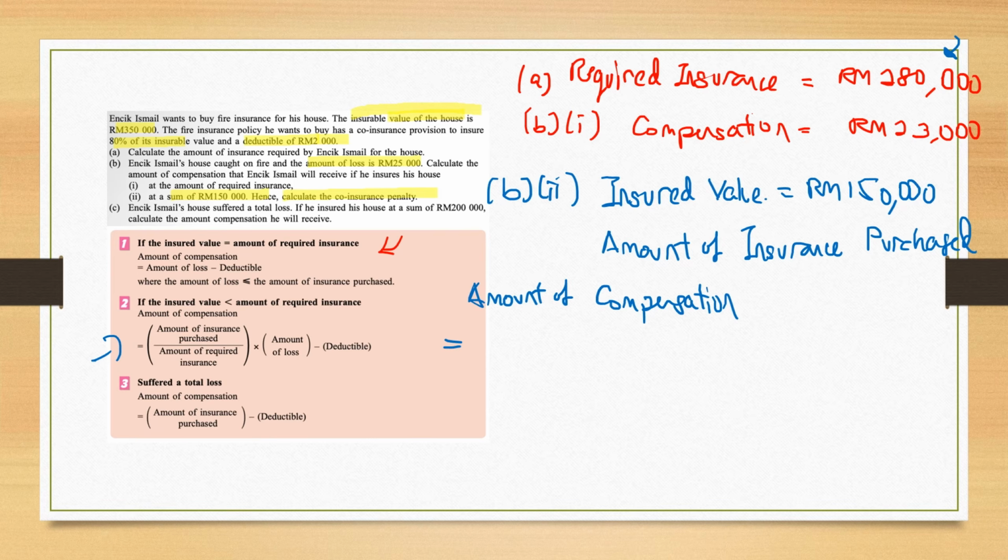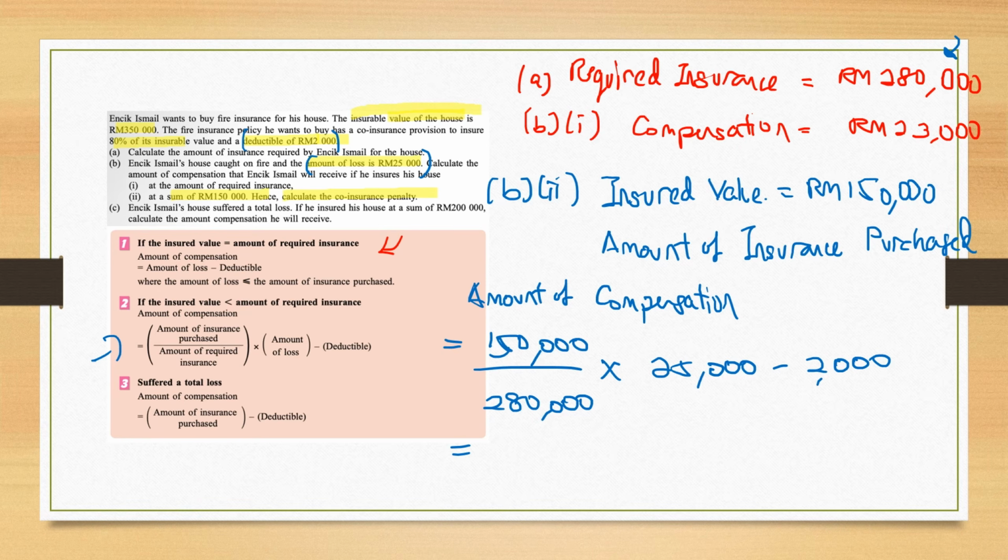So the amount of insurance purchased, as I mentioned, is this guy right here, 150,000 ringgit, over the amount of insurance required, 280,000 ringgit, times your amount of loss. The amount of loss is mentioned here, 25,000. And then you minus your deductible value. We are actually using a deductible value finally, so 2,000.